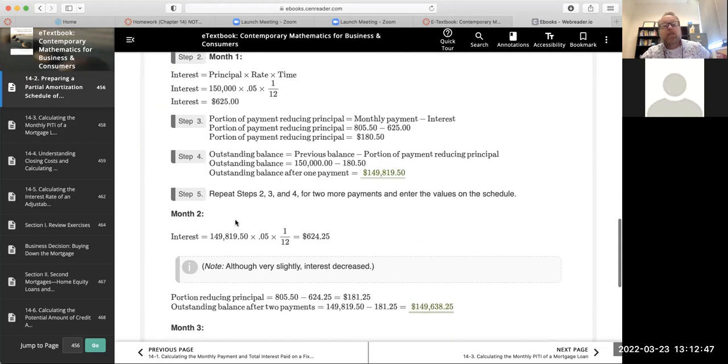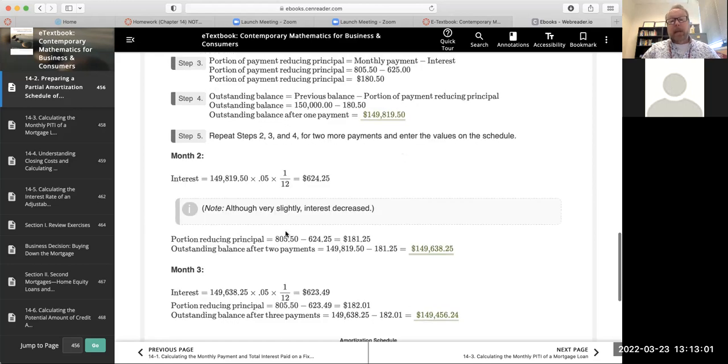My new balance is $149,819.50. So I'm going to multiply that by 5% and by 1 month, by 1/12. Now my new interest payment for month number 2 is $624.25. Again, my monthly payment was $805.50 minus the $624.25. Now I have another $181.25 in month 2 that's going to be applied towards my balance.